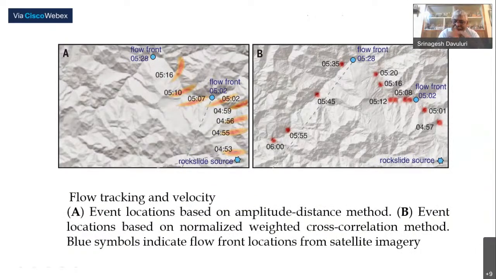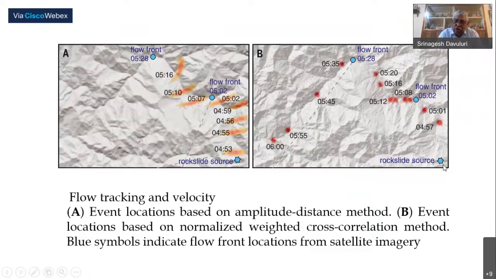And we were also tracking the flow and the velocity at different locations based on the seismic stations which we have. So the rock slide almost all happened around 4:53, and then we started seeing how the flow front is happening. These are all snapshots based on the amplitude and distance method that gives you the velocity, where you can very clearly see how the flow front was moving. And by 5:16, we could see it reached quite a distance, and the flow front was mapped at 5:28 at this point.